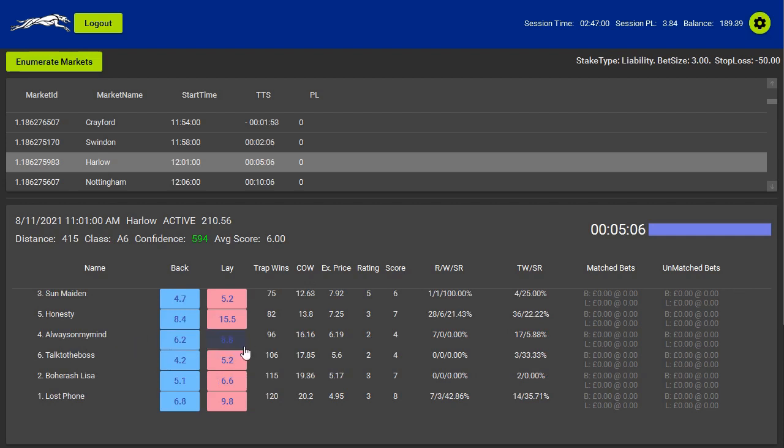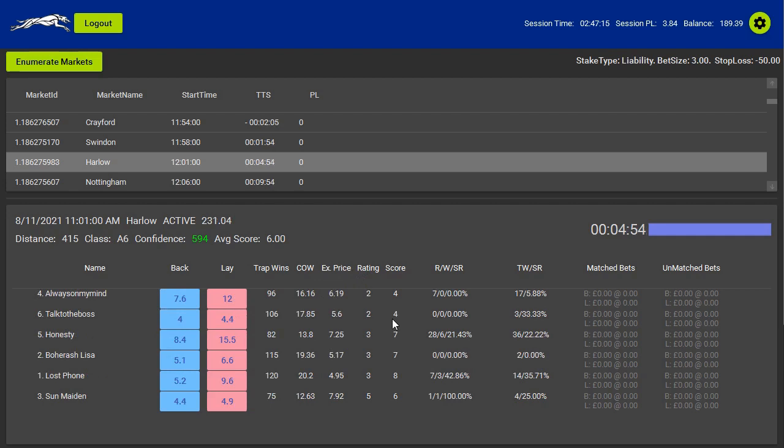Oh, I did that the wrong way around. So lowest cow is always on my mind. And if we go to rating, lowest rating as well, they're both the same. So our selection would be Always On Their Mind. So let's see what the price is and decide whether to take that or not.